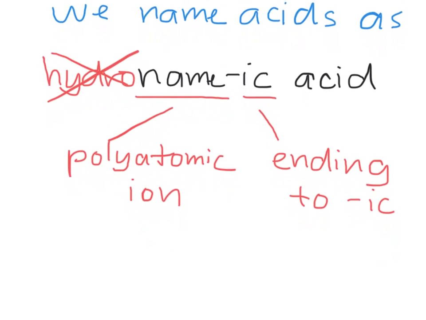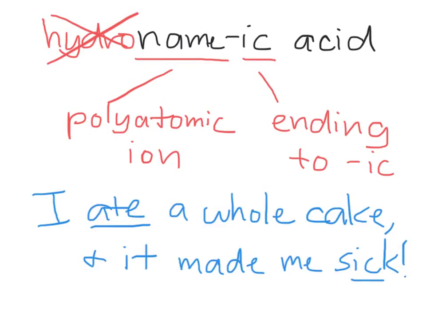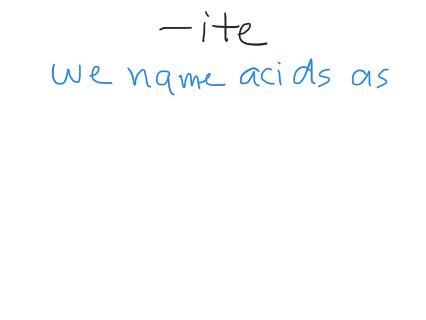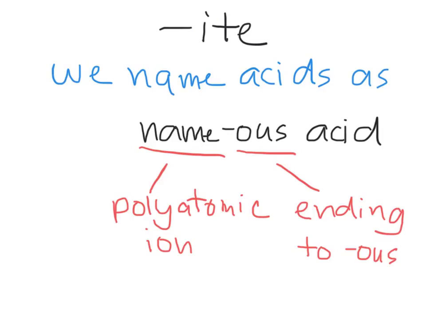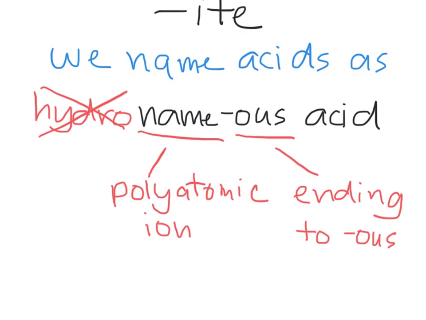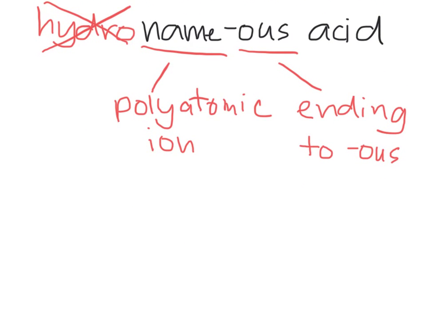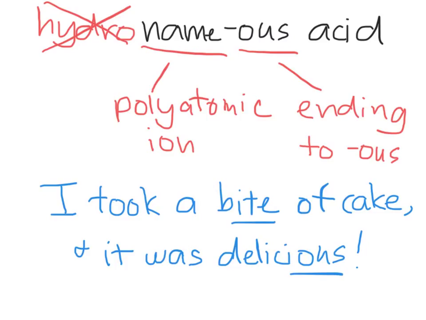One way to remember this is the following statement: I ate a whole cake and it made me sick. If our polyatomic ion ends in ite, we name acids as name-ous acid, where the name is the name of our polyatomic ion, whose ending has been changed to ous. Again, because it does have a polyatomic ion, it does not have the prefix hydro in front of the name. There's also another story to remember this: I took a bite of cake and it was delicious.